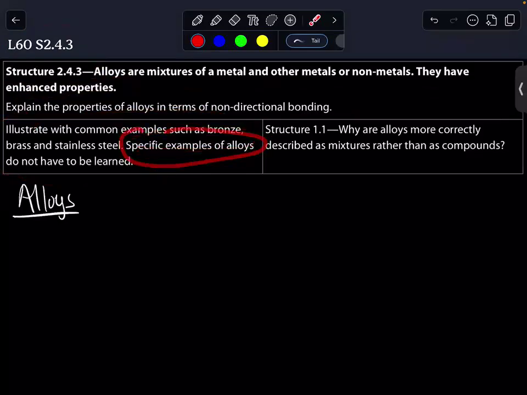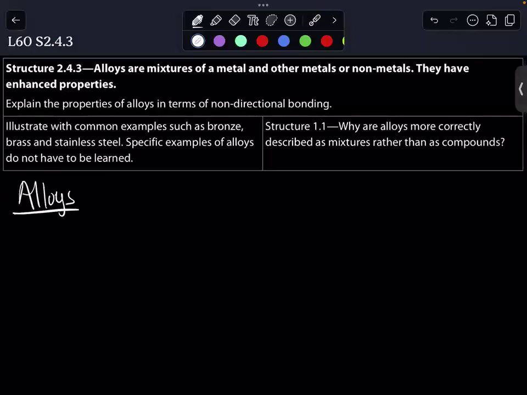Specific examples of alloys don't have to be learned. So you do not need to have these alloys' compositions memorized. You just have to understand what their properties are and how those come from the type of bonds.